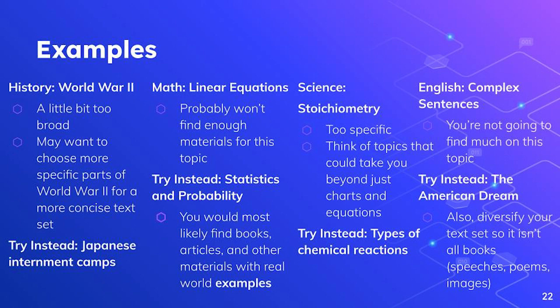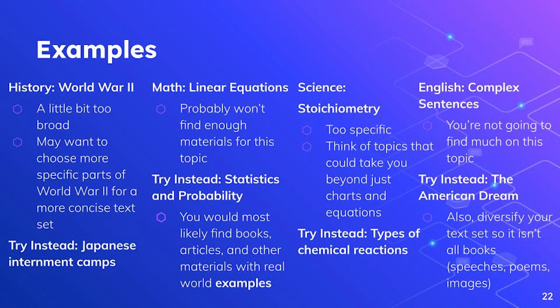First, for history, World War II as a topic is way too broad. While you are probably teaching about all of World War II as a whole, for the text set, you'll want to hone in on a specific part. You might try something like Japanese internment camps as a more specific topic instead. For a math example, something like linear equations will be difficult to fill a text set. You could try a topic instead like statistics and probability, which is one where you'll have real-world examples in texts.